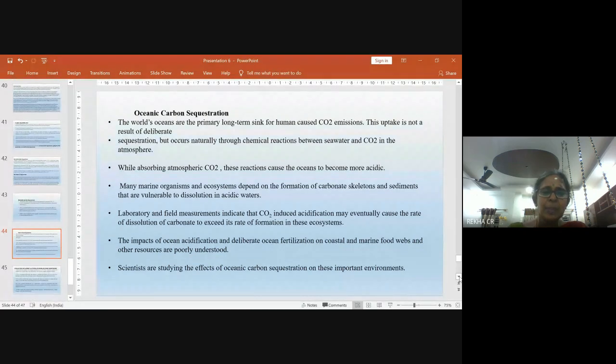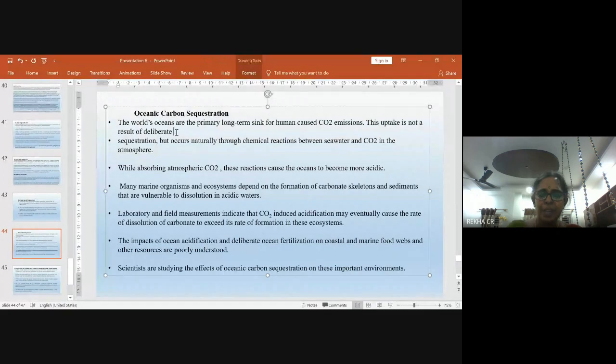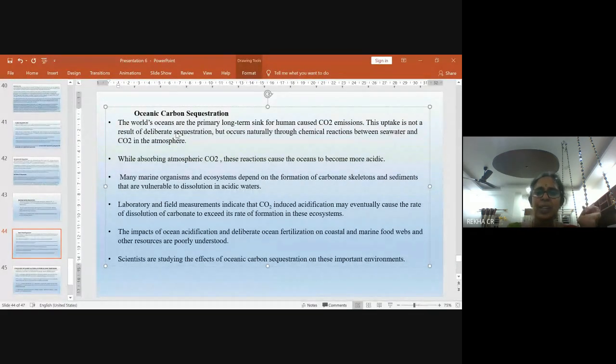Third one is oceanic carbon sequestration. The world's oceans are the primary long-term sink for human-caused carbon dioxide emissions. It results not only in deliberate sequestration but also occurs naturally through chemical reactions between seawater and carbon dioxide in the atmosphere. But these reactions make the oceans more acidic. Marine organisms and ecosystems depend on the formation of carbonate skeletons and sediments that are vulnerable to dissolution in acidic waters. The impact of ocean acidification and deliberate ocean fertilization on coastal and marine food webs and other sources are poorly understood. So scientists are studying the effect of ocean carbon sequestration on these environments.